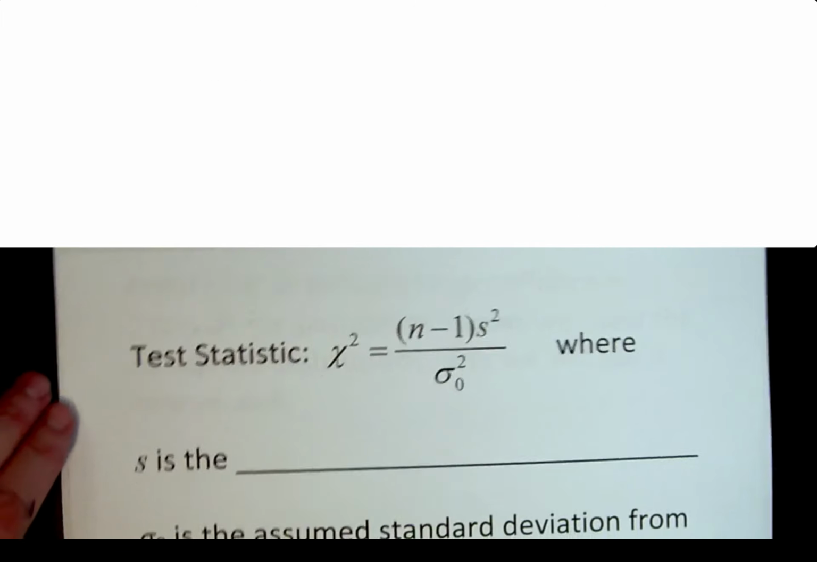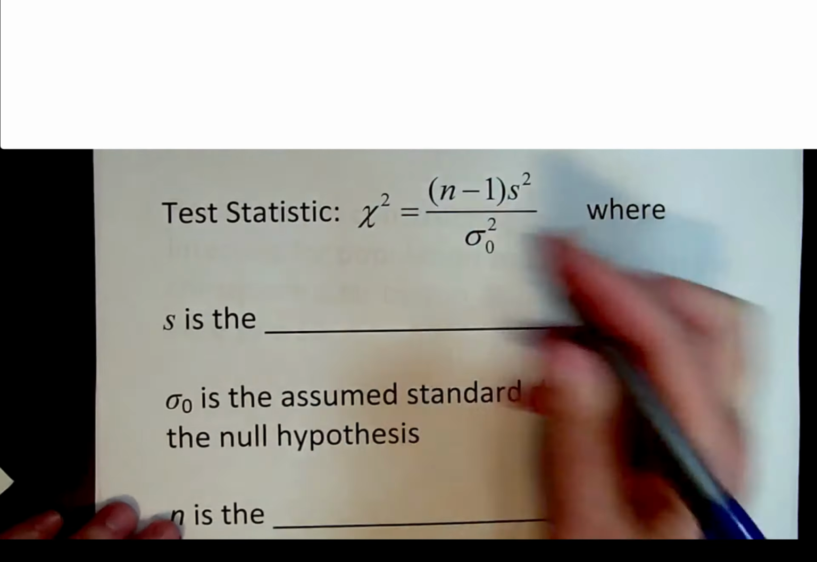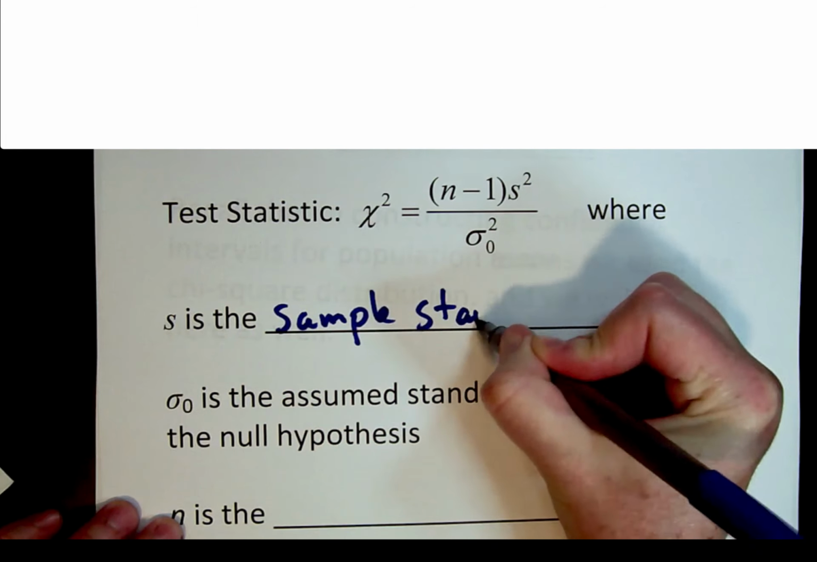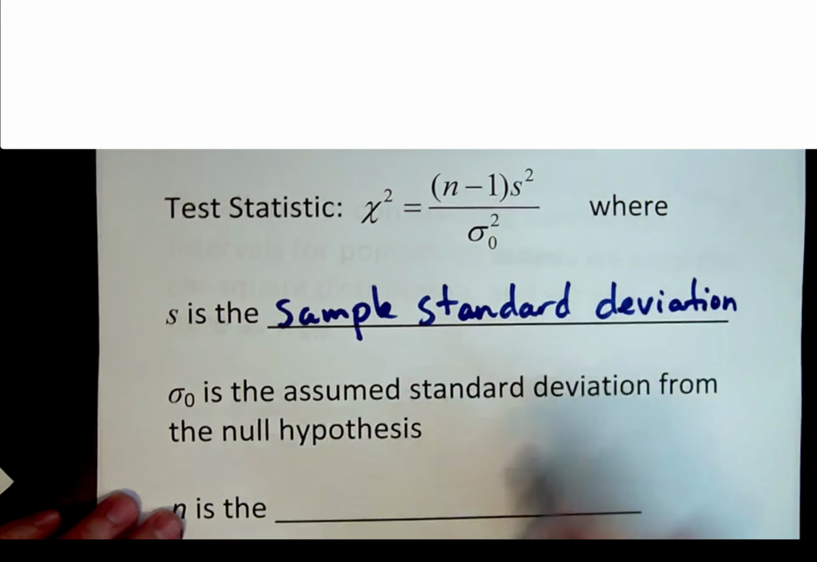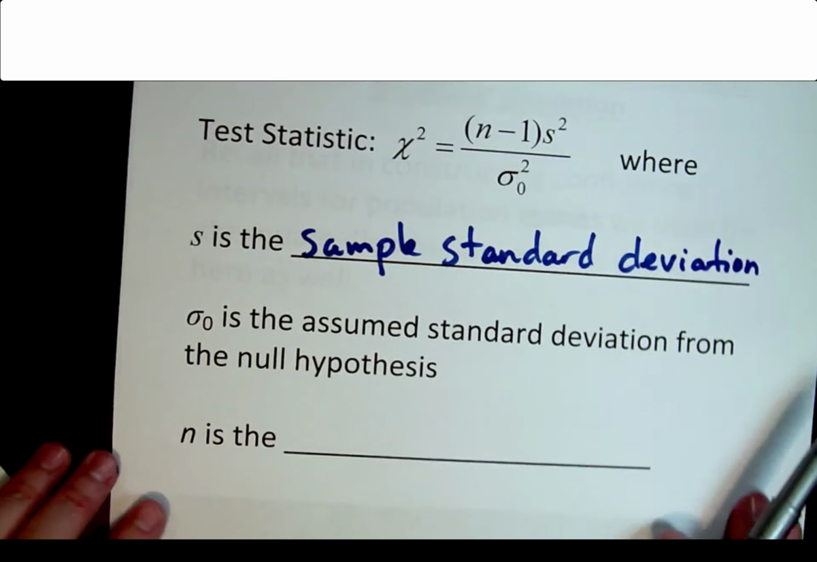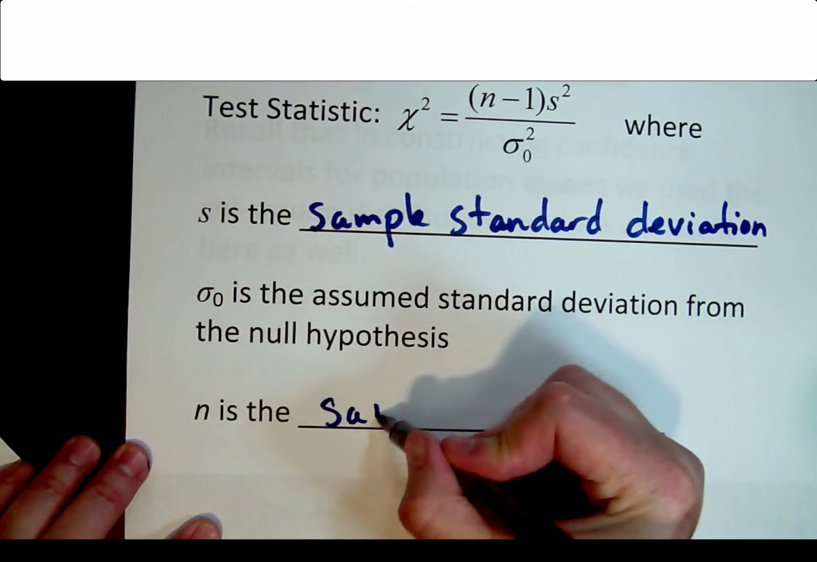The test statistic for this type of parameter will be the chi-square test statistic, which is (n-1) s squared over sigma naught squared, where s is the sample standard deviation, sigma naught is the standard deviation that's going to be assumed true or valid in the null hypothesis. N, as usual, is the sample size.